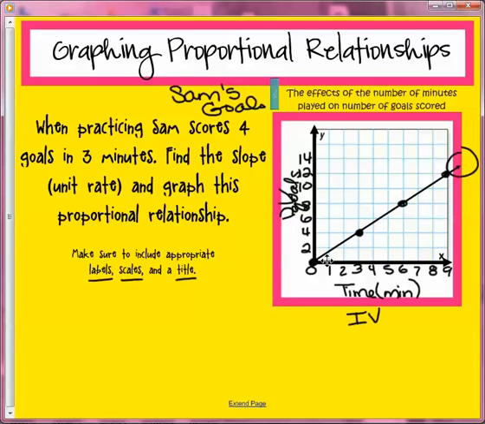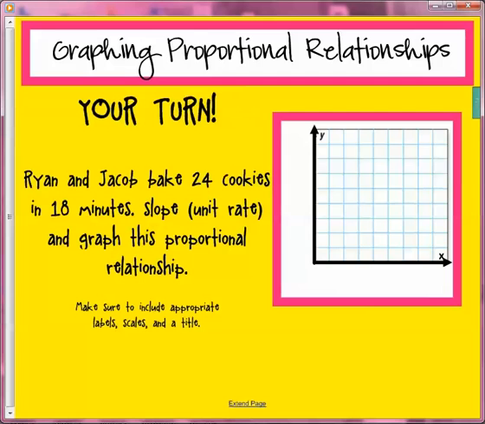This is continuous. It has an ending point, but over here we could still, even if we didn't have this graph, extend the line further and further. Go ahead and try this one. Ryan and Jacob baked 24 cookies in 18 minutes. All right, go ahead and graph this proportional relationship. I'll be back in just a second to show you what I did.